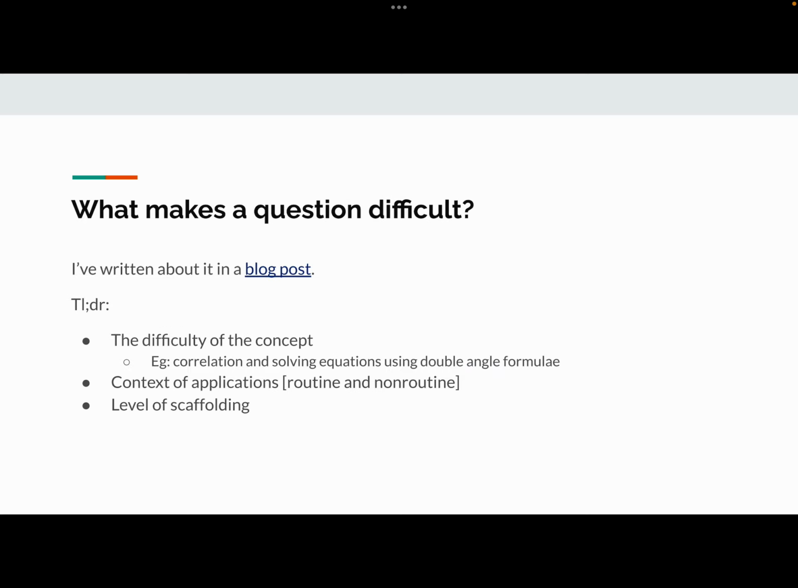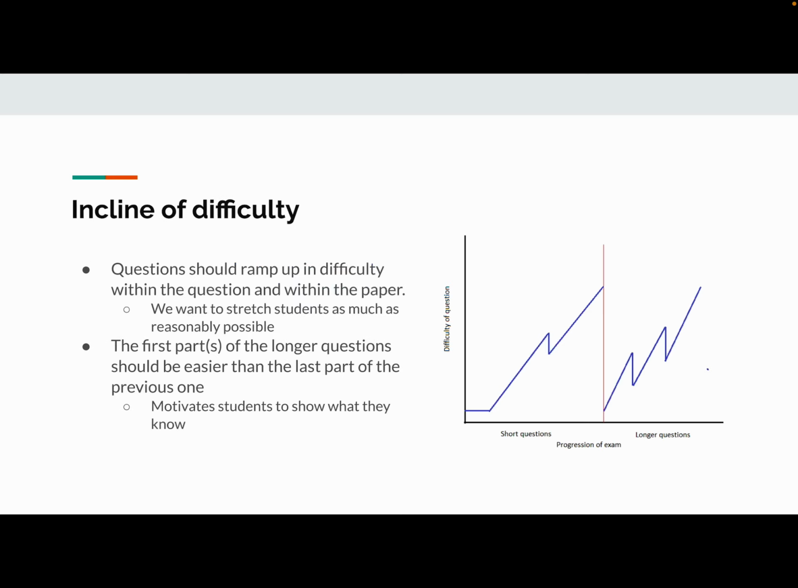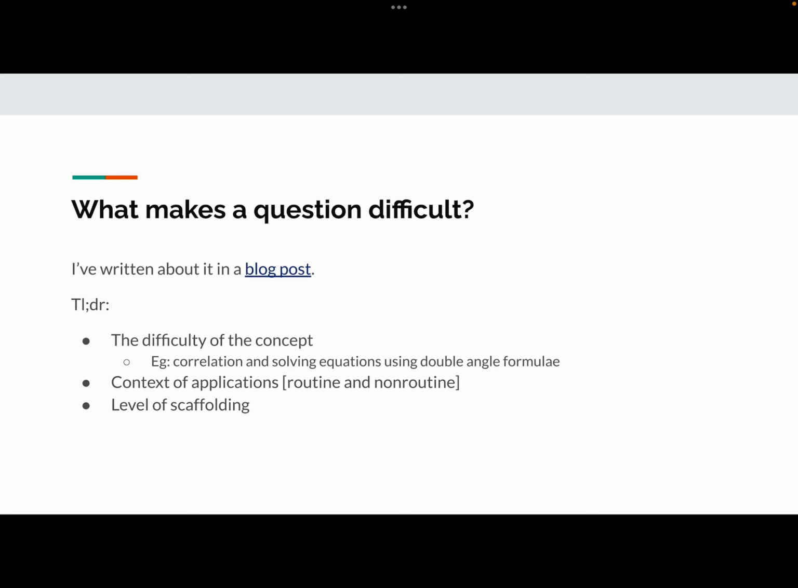What makes a question difficult? Okay, so we talked a lot about the incline of difficulty. Now, how do we actually know where we are on the curve? Is it an easy question? Is it a hard question? Well, if you're interested, I've written about it in a blog post. So there are three key factors to it, in my opinion. First off is the difficulty of the concept.